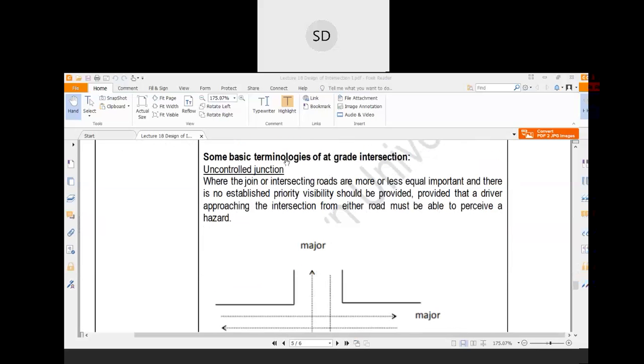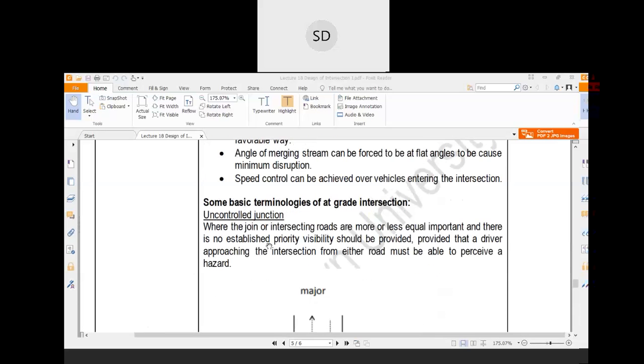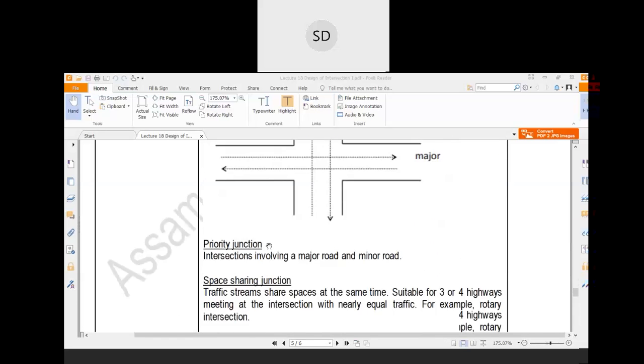Now some basic terminology. So the first one is uncontrolled junction. This is an uncontrolled junction where no island, nothing will be there. These are called uncontrolled junctions. There will be no traffic police, no signals. This is a plain intersection. This is called uncontrolled junction.